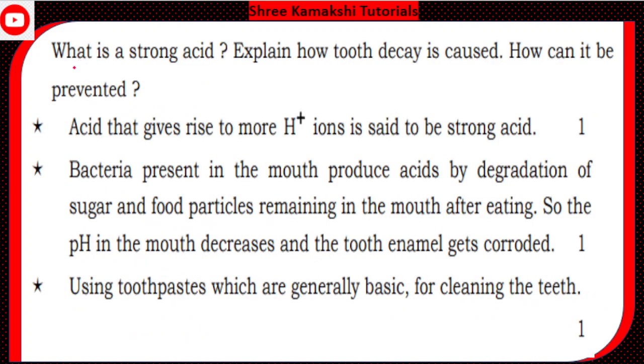The next question is, what is a strong acid? Explain how tooth decay is caused. How can it be prevented? Acids that give rise to more H plus ions are said to be strong acids.